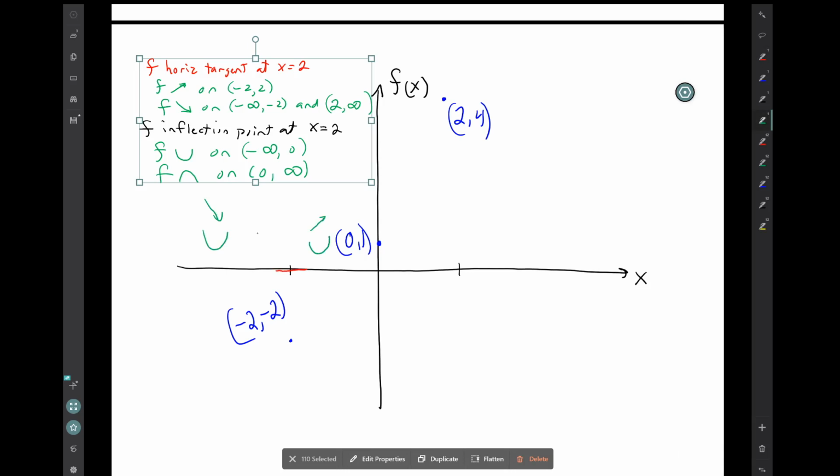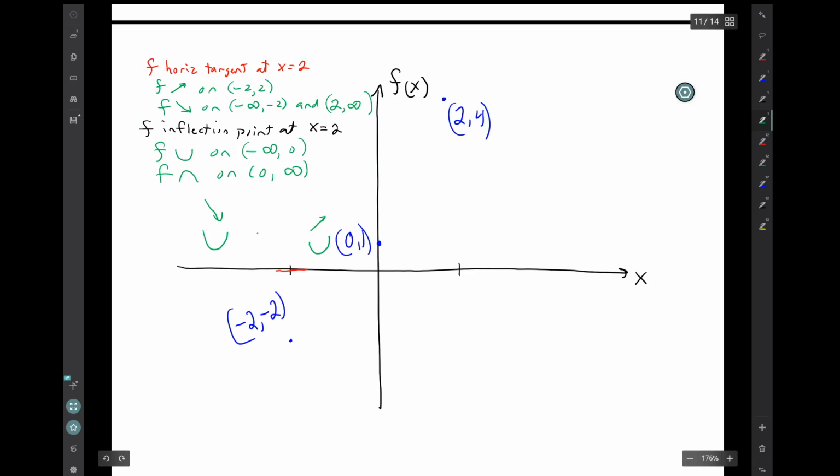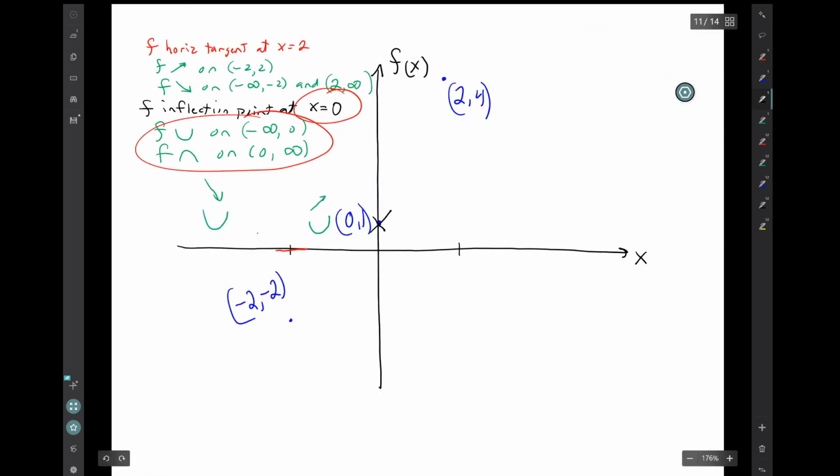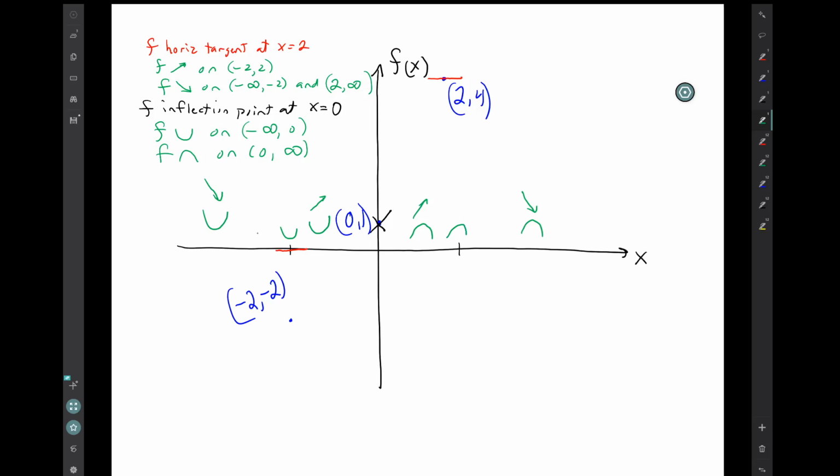Now, it looks like I've made a mistake here. Notice that my function changes concavity at x equals 0. So the inflection point should be at x equals 0. So on the previous page, I'll change that as well. So there I've indicated the inflection point at x equals 0 by putting a little x on the graph. All right, there's the information that we were given on the previous page.